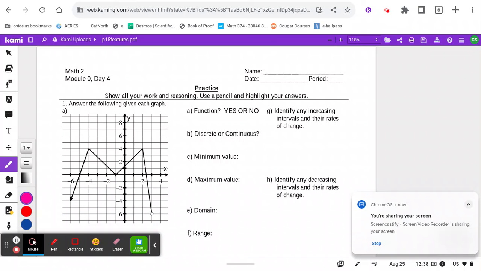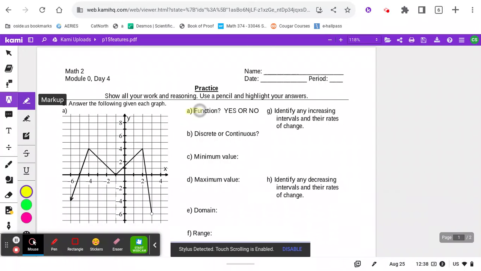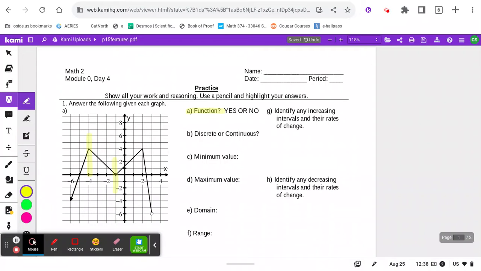All right, we're looking at the first one, number 1A. The first question asks, is it a function? We can do the vertical line test. Touches once, touches once, touches once, touches 0. Here, if it only touches once, it is a function. So we just circle yes.